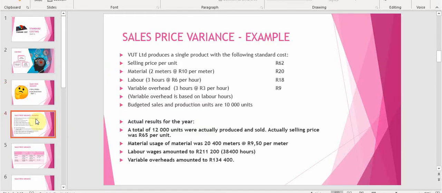So I have brought an example here, and this is actually the exact example that we used in the other part as well. So it is the VUT example where we make a product and it has standard costs, and the actual results for the year is given. So this example would look slightly familiar to you. So what we want to highlight in this question is simply information that relates to the sales price.